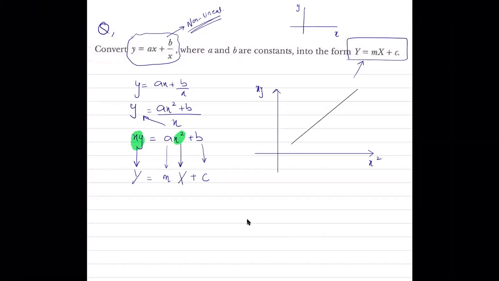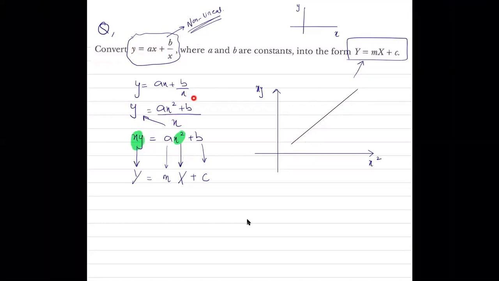Sir, can you repeat that part? I'm trying to say that if you plot xy against x square, then you are going to expect a straight line. Otherwise, if you plotted against x, you will not get a straight line because that was a non-linear form. We have to linearize this, and this is how you linearize it.